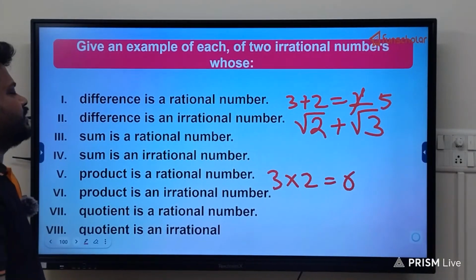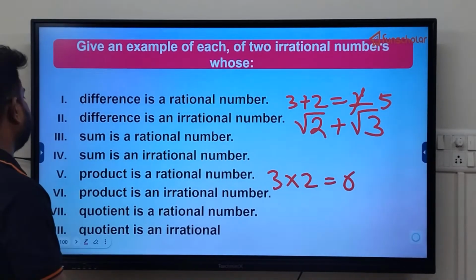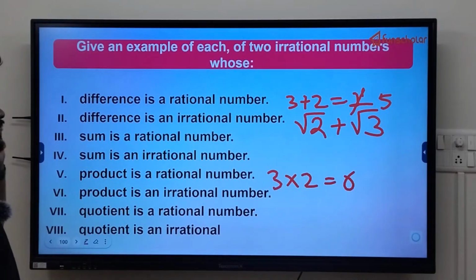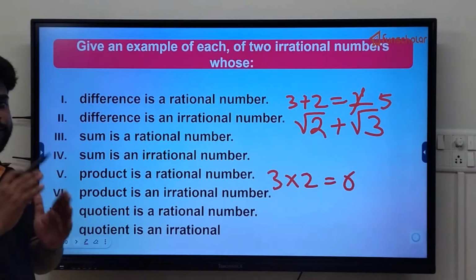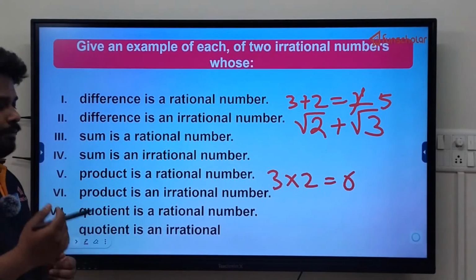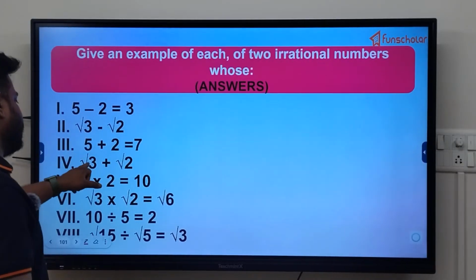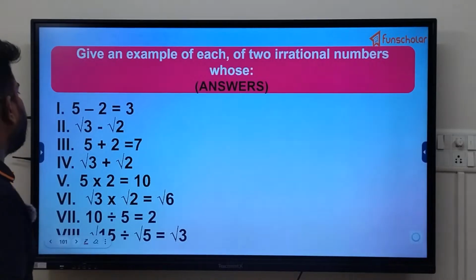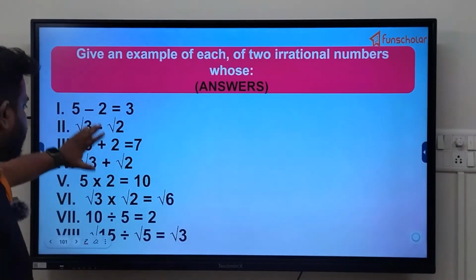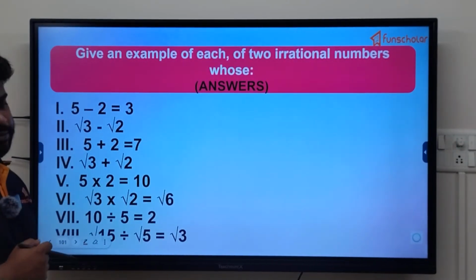Quotient is a rational number, just the same. If you apply all this, all 8 cases, quotient is an irrational number. All these 8 examples can be given just by using root 2 and root 3 and 2 and 3 themselves. Yes, they have also done it like this, taking root 3 and root 2 and 5 and 2. These can all be done with just 2 or 3 examples.